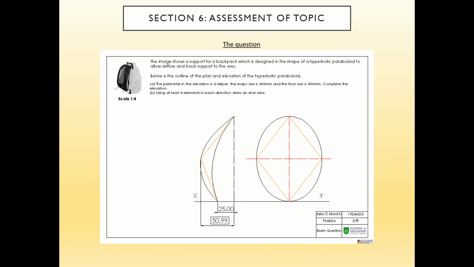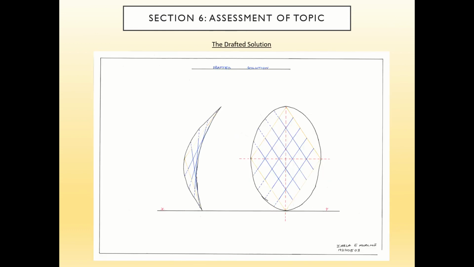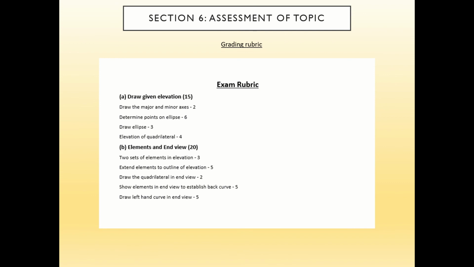And for my assessment, I have an ellipse on the right in my front elevation, and you can see where the elements are meant to come from. And there's the solution. I have a drafted solution there, and there's my rubric. You're getting 15 marks for the front elevation, and then 20 marks for sorting out your elements and the energy.